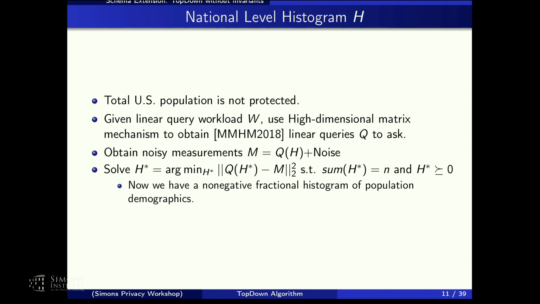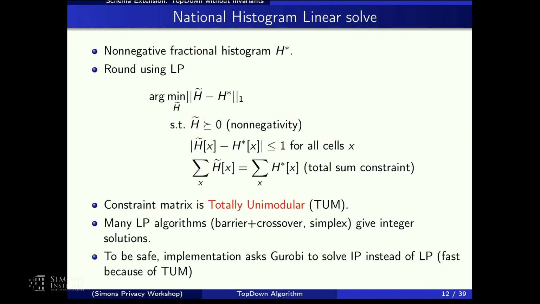Okay. So we're going to get these strategy queries. We're going to apply them to the true histogram, add some noise to satisfy differential privacy, and then we're going to have noisy measurements. So what we're first going to do to create the national level histogram is solve this optimization problem. So we want to create this synthetic microdata H star such that it almost matches the noisy query answers, subject to some constraints, like we have this population total invariant, and it has to be non-negative. Okay. Right now, I left out the integer part. So this solve is very fast, and it gives us a non-negative fractional histogram of population demographics.